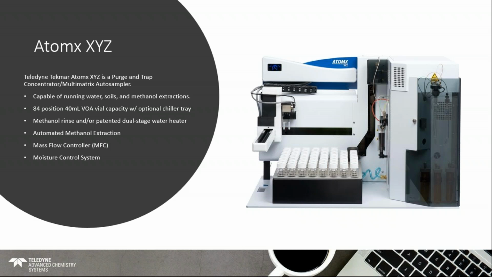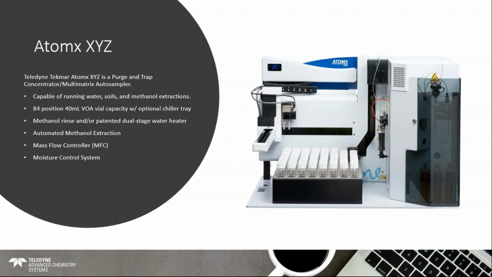As you might have guessed, for this high concentration methanol extraction analysis, we used the Thomas XYZ. The Teledyne Tekmar Thomas XYZ is a Purge and Trap concentrator with a built-in multi-matrix autosampler. It is capable of running water, low-level soil, and methanol extraction samples. It has 84 positions for 40 milliliter VOA vials and offers an optional chiller tray for temperature-sensitive samples. The Thomas XYZ also features a patented dual-stage water heater and methanol rinsing capabilities, which help with reducing carryover and promoting clean transitions between samples. This is very helpful, especially when working with highly concentrated samples that require methanol extraction.